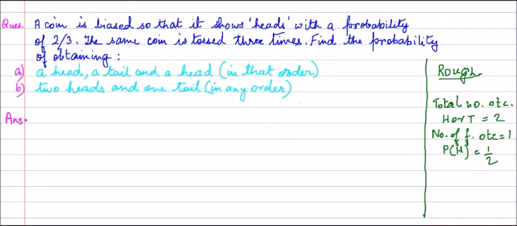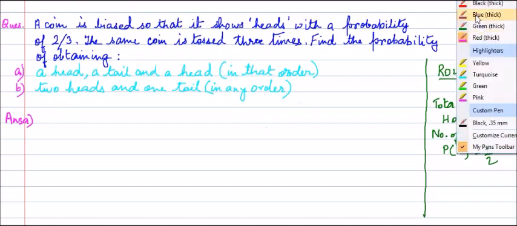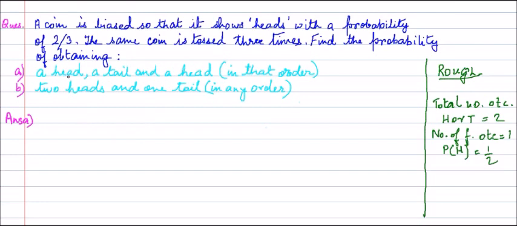So this is our answer. Answer A for the first subpart. Now we are having a head, a tail, and a head. We have tossed this biased coin 3 times, and from the first toss we have had a head, from the second one we have had a tail, and finally we had a head again. Now we know the probability of having a head is 2 by 3, probability of having a tail is 1 by 3, and probability of having a head again is 2 by 3 for this biased coin. And these three tosses are independent of each other.